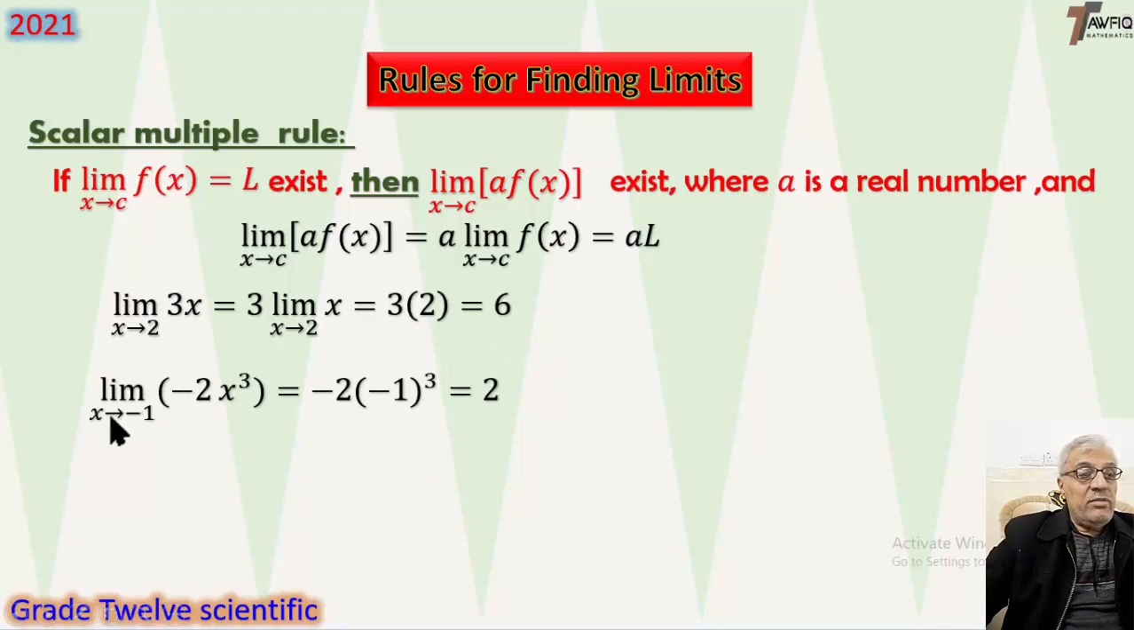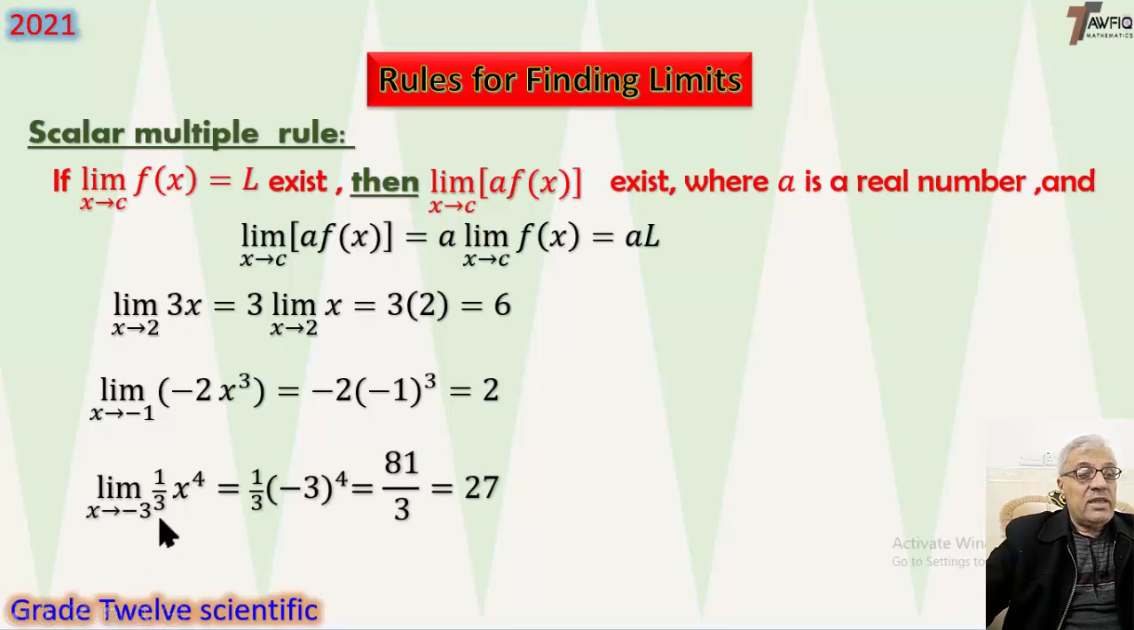Or when the limit is x approaches minus 1 of minus 2x cubed, we must first of all write minus 2, then replace minus 1 in place of x, and it becomes minus 1 cubed. Minus 1 cubed is minus 1. Minus 1 times minus 2 is 2.